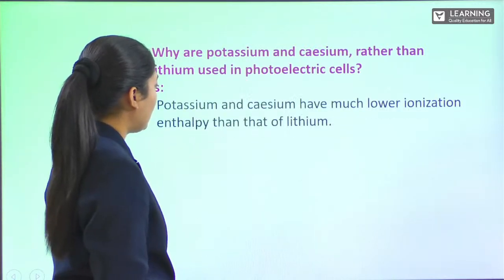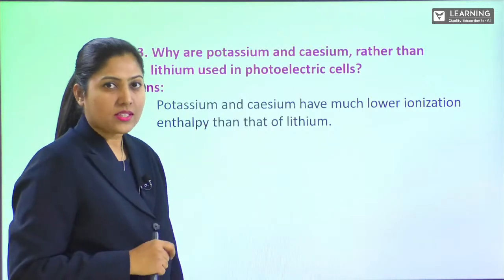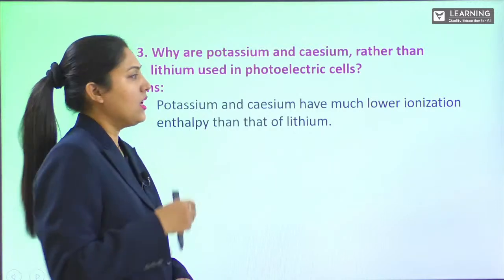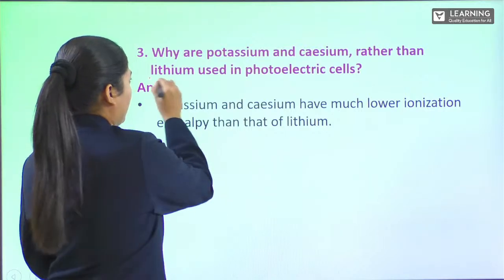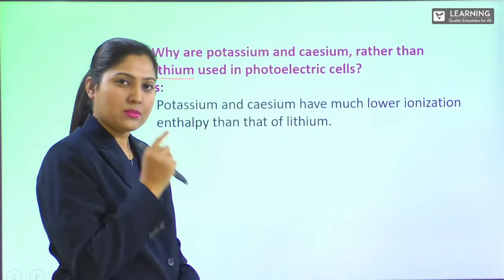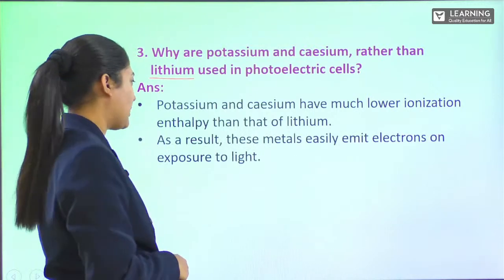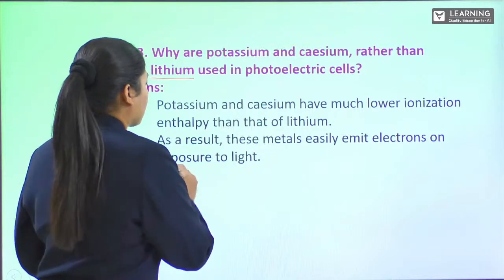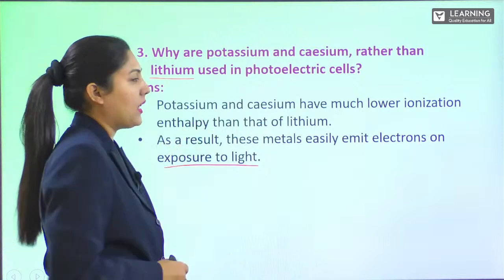So you can say that potassium and cesium have much lower ionization energy or enthalpy than lithium. The energy required to remove the electron is ionization enthalpy. As we know, lithium has a smaller size and hence its ionization enthalpy will be larger. As a result, these metals easily emit electrons on exposure to light. Which metals? Potassium and cesium.